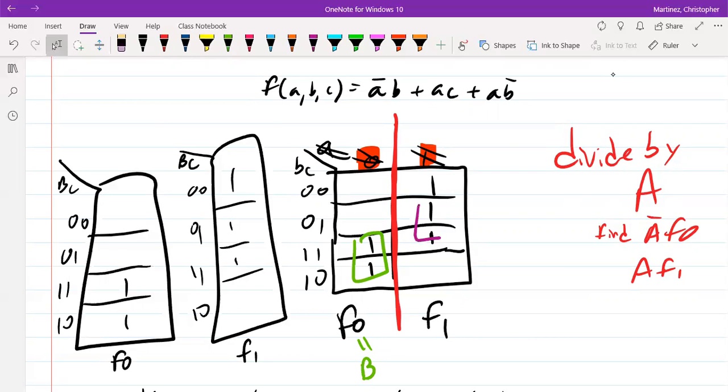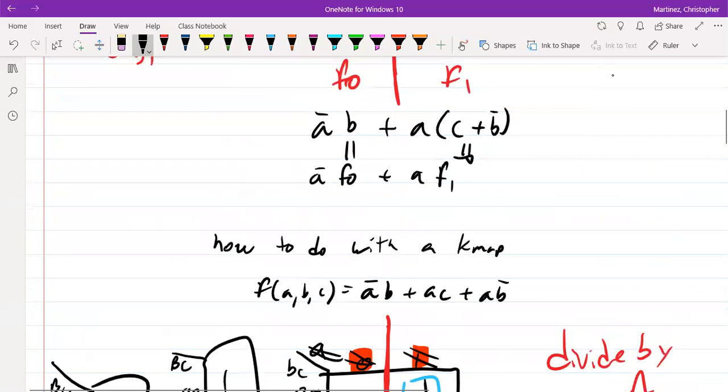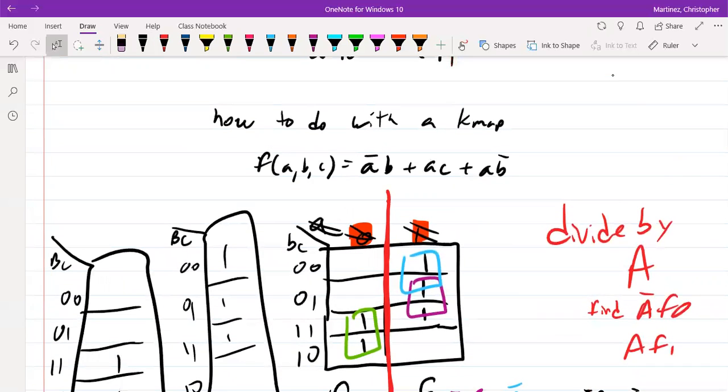Then for the F1, I have a pair. Again, we're not going to look at the column. The column's gone now. So that gives me C. And then I got another pair that gives me B bar. So I can say, okay, this function now is A bar F0 is the same as AB. AF1 is the same as AC plus B bar. And if we just go back and verify, that's the same setup we had by doing it with Boolean algebra.